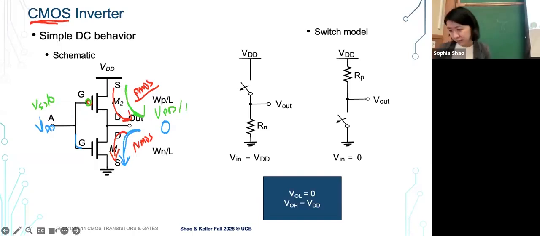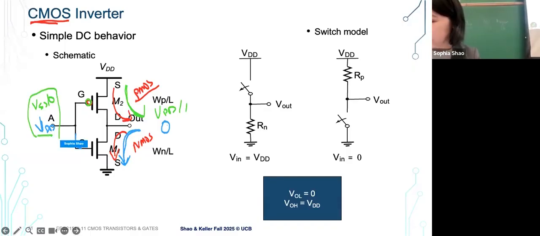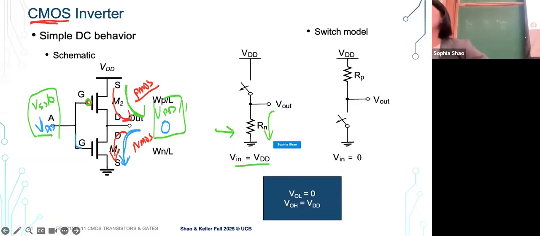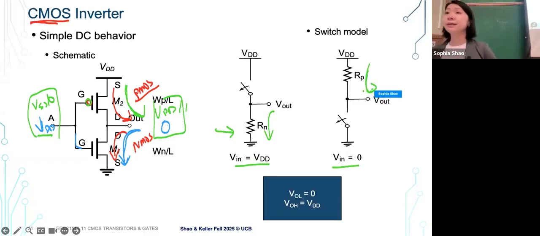PMOS is really good at transmitting 1, and NMOS is good at transmitting 0. So that's how the values get inverted from input to output. When you get a high voltage at the input, you get a low voltage. When you get a low voltage at the input, you get a high output, right? So when the input is high, only your NMOS is connected. When the input is low, only your PMOS is connected. That's how values are inverted, and that's how we use both PMOS and NMOS to build inverters. Does it make sense?